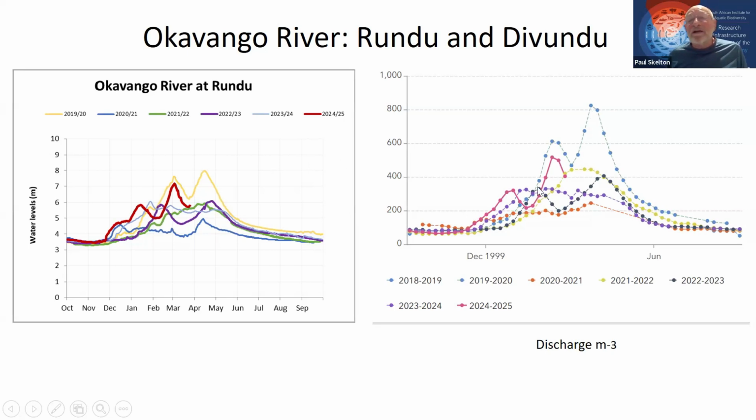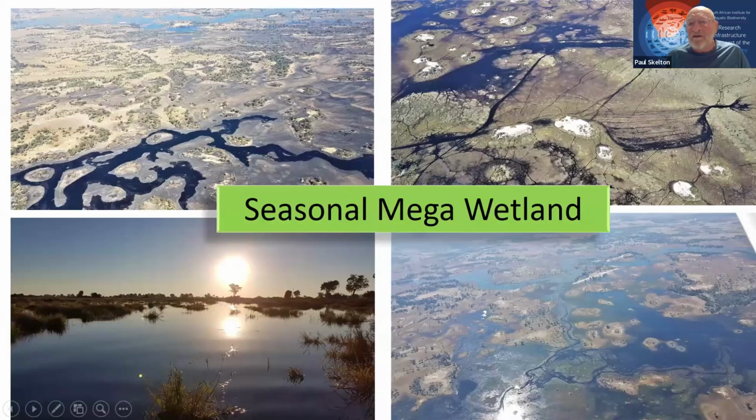Very important dynamic that determines the nature of the delta itself. And here are a few images for those who haven't been, or those who haven't had the privilege of flying over or even visiting this wonderful wetland in the middle of what is the beginning of the Kalahari so-called desert. And on the left-hand side, you see the flood arriving in a very dry landscape.